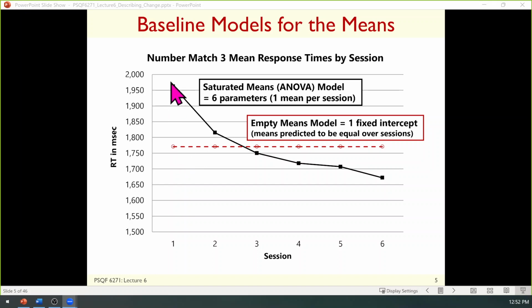The other baseline model, the best fitting answer key, saturated means, or what people would call repeated measures ANOVA, treats time as a discrete variable instead. And so it takes 1 intercept and 5 slopes to make that, and the trajectory that's created by that is right here. So this line here, does this line look linear to y'all?